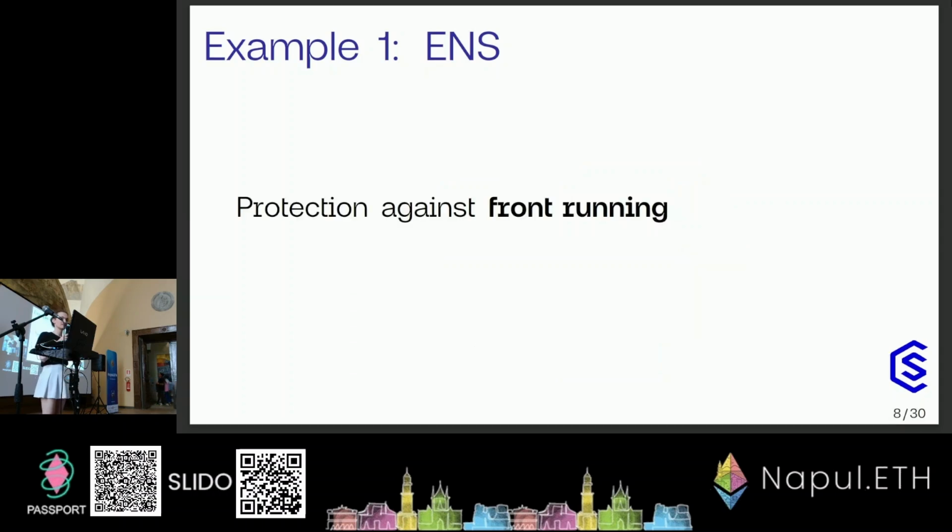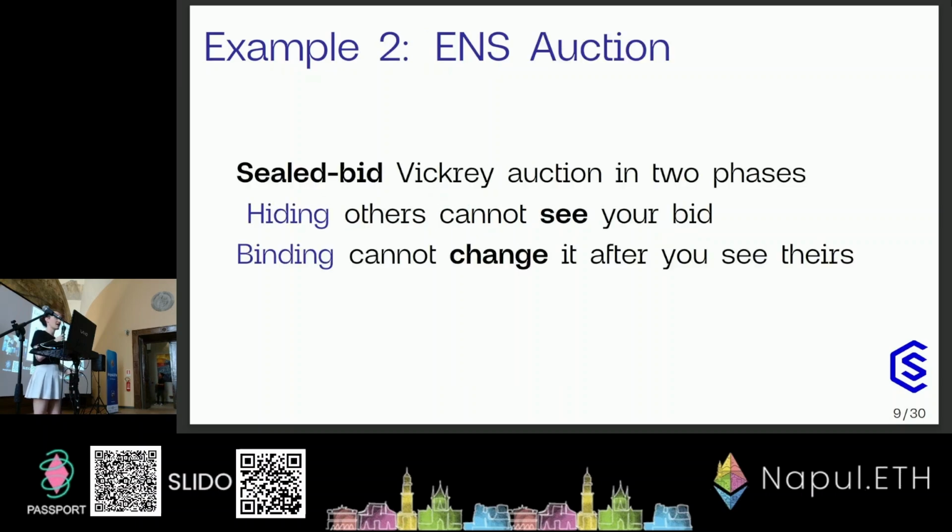Now my second example is again ENS. At the very beginning of ENS, all the names went up at once, so they made a big sealed bid auction. And to implement the sealed bids, they also used a commit and reveal protocol. There was a first phase where everyone published commitments, and then a second phase where everyone revealed their commitments and the bids that were inside them. This uses both the hiding property, meaning that people cannot see your bid, and also the binding property, meaning that you cannot change your bid after you've seen other people's bids.